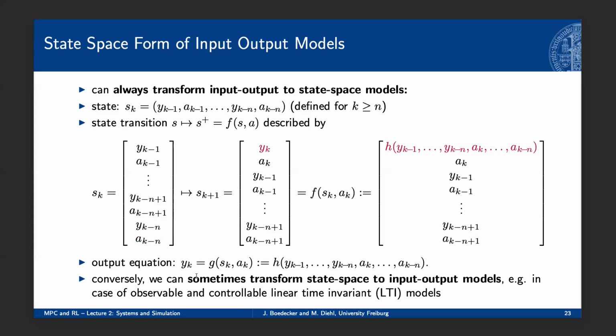Sometimes, I should say, any input-output model that someone gives to you, you can transform to a state space model, and sometimes you can also transform a state space model to an input-output model. That's not always possible, but it is possible, for example, if you have what we call observable and controllable linear time invariant systems. I will not go into detail here, just want to mention it. So you can also go from state space to input-output models in some cases, and that's sometimes useful. But it's not always possible.